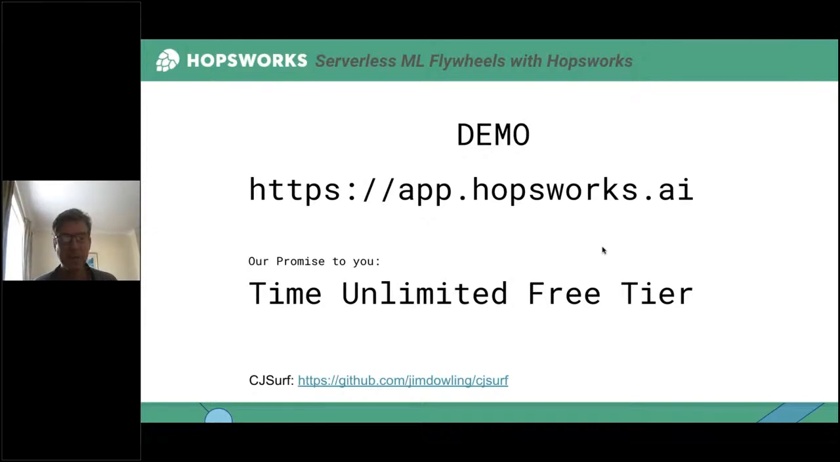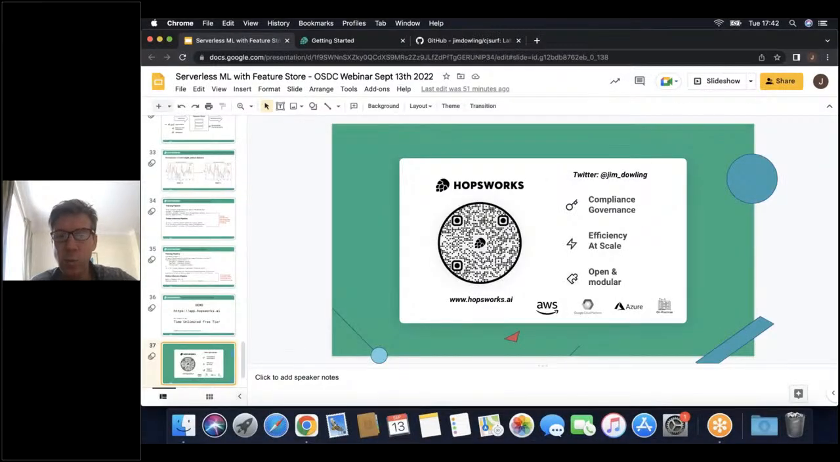Okay, so that's basically the slides. If you want to try out the platform, I'm going to show it to you in a minute. It's called app.hopsworks.ai, and I'll jump ahead one more thing before we do it.